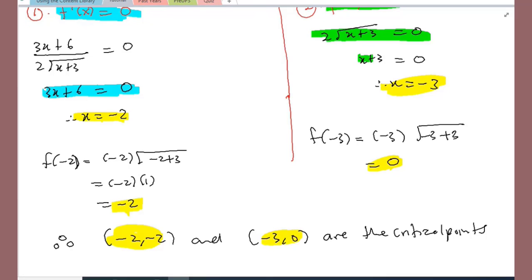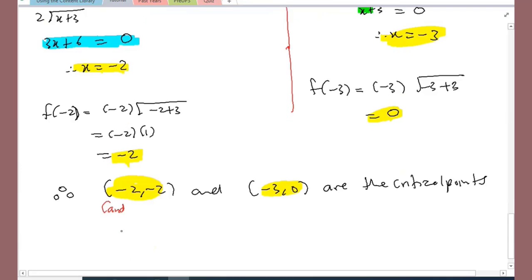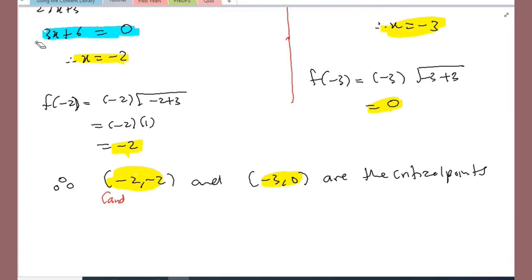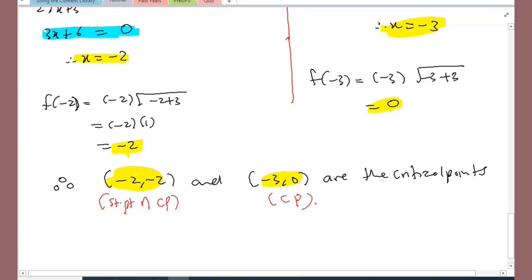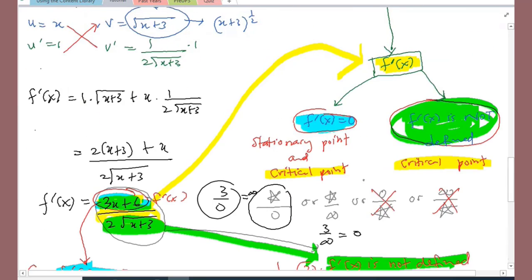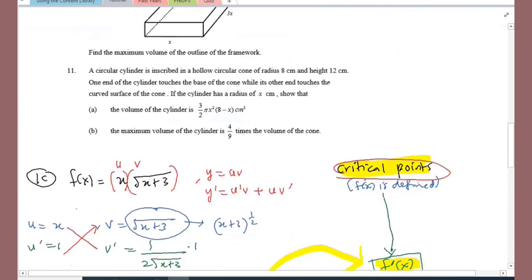This one is a special case. All of these are critical points, but for this special one, it is both a stationary point and a critical point. This one is only critical. Okay, so that settles number 1. Easy. Any problem? So you got a rough idea about critical points.